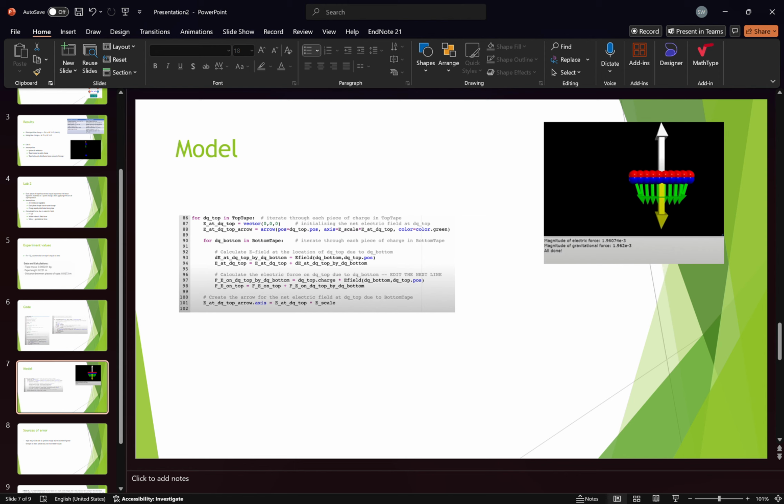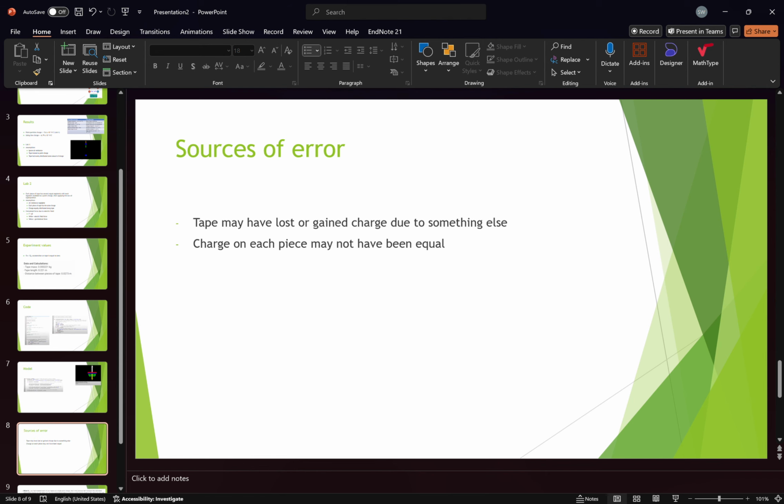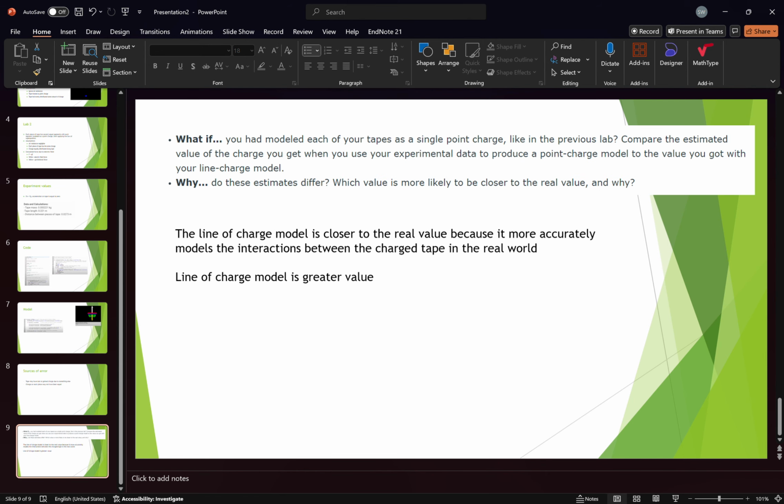For sources of error, the tape may have lost or gained charge due to something else, such as maybe you touched the tape and it transferred electrons, or the charge on each piece may not have been equal. And so what if you had modeled each of your tapes as a single point charge compared to a line charge, which we use in this lab? The magnitude of the line charge model was greater. There was more electric field and superposition acting upon that point, and the force of gravity had to equal it.